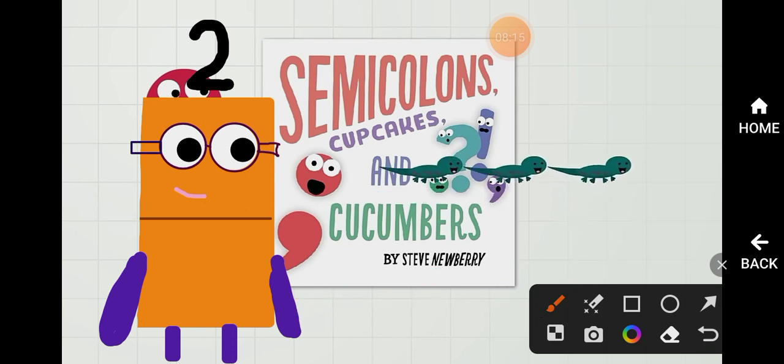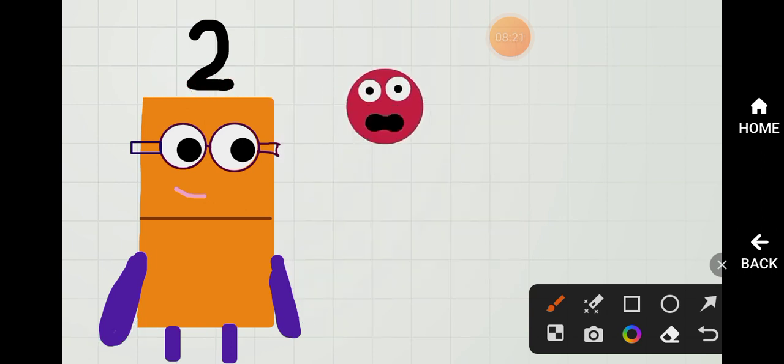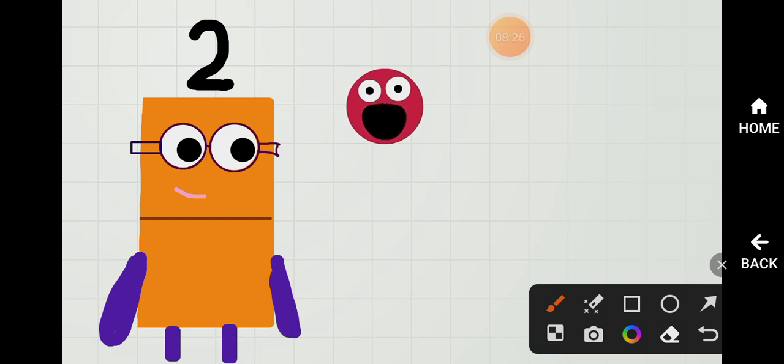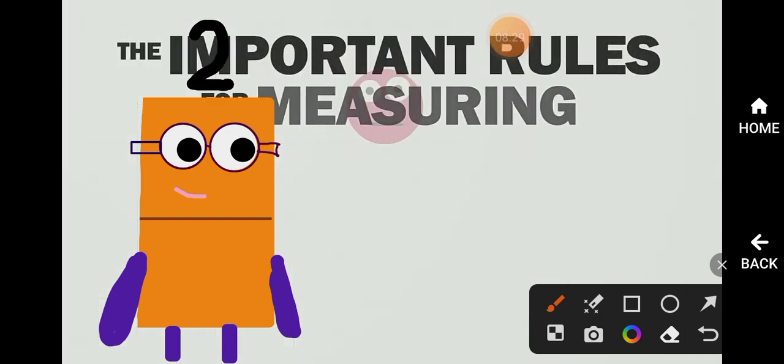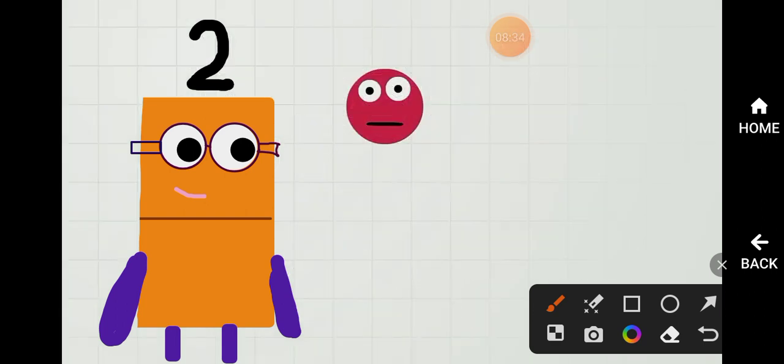So we don't start from the center of the book, and we don't start from over here or in some other place like the beach. Okay, and now ends the part of the show called The important rules for measuring length in straight lines with non-standard units. Okay, so now let's do some measuring.